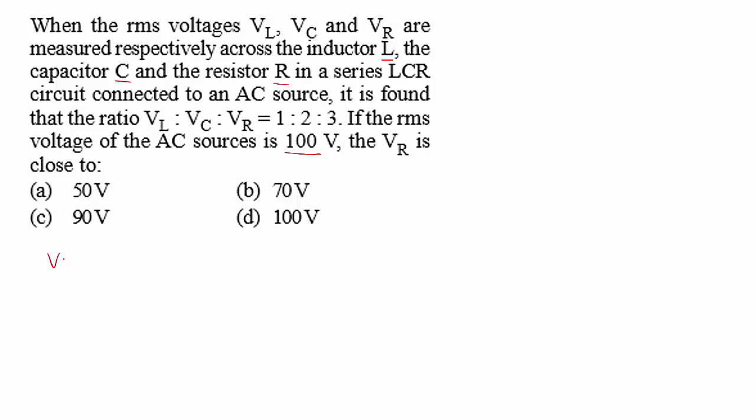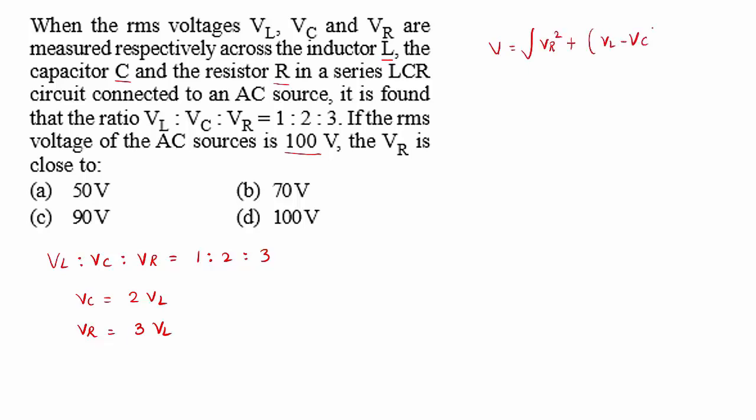First we can write down the givens. VL to VC to VR equals 1 to 2 to 3. Or I am going to write it as VC equals 2 times VL, VR equals 3 times VL. We can use these values. And we have the equation for a series LCR circuit, that is V equals root of VR square plus (VL minus VC) whole square.